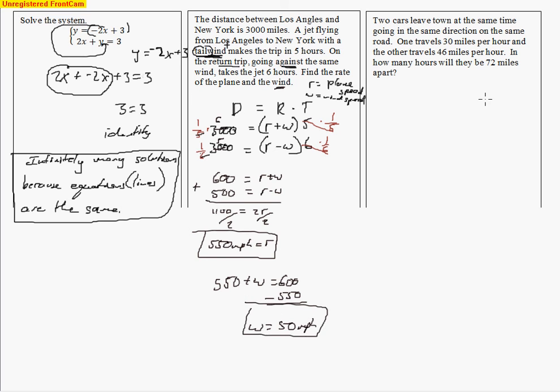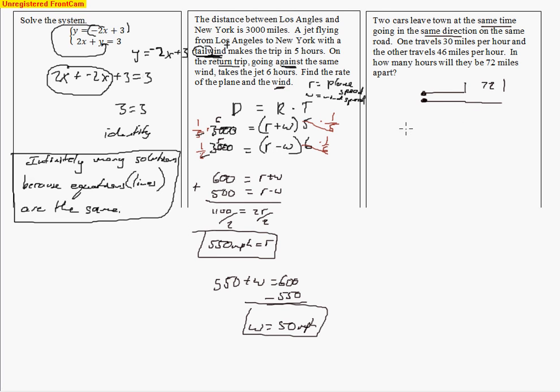So looking at the next problem, it says two cars leave town at the same time going in the same direction. Okay, so here's what it looks like. So we got one car going there, and same time, same town. So the other car goes a little faster. And so I know that because it says one car is traveling at 30 miles an hour, the other is at 46. When will they be 72 miles apart? So this distance is 72 miles.